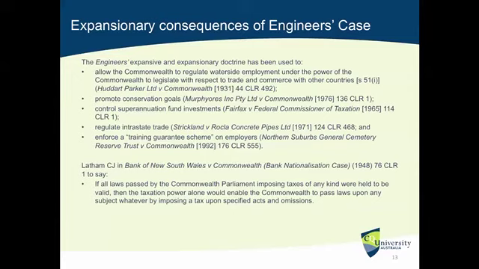So as he said, if all laws passed by the Commonwealth Parliament imposing taxes of any kind were held to be valid, then the taxation power alone would enable the Commonwealth to pass laws upon any subject whatever, by imposing a tax upon specified acts and omissions. So what this effectively means is that the taxation power of the Commonwealth Parliament could be used to legislate on any field or subject, including those that would have belonged exclusively to the states.